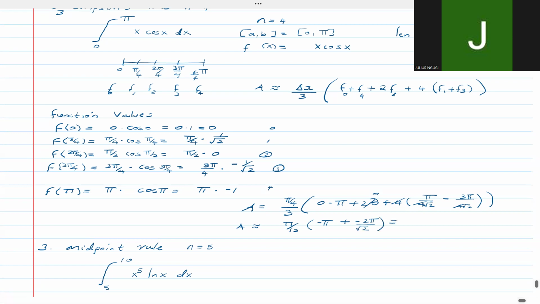You can continue simplifying further to get pi over 12 minus pi, and then we can have minus, rationalizing minus 2 root 2, you get minus 2 root 2 over root 2 times root 2, and 2 will cancel, you get minus root 2 pi. And you can factor out the pi, you get pi squared, and then you can just leave the answer in this form.